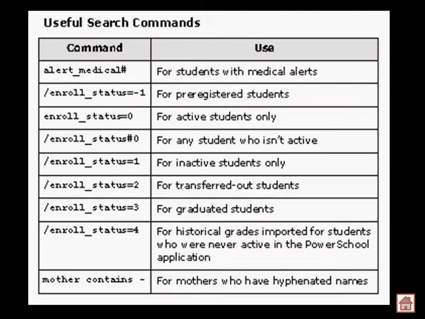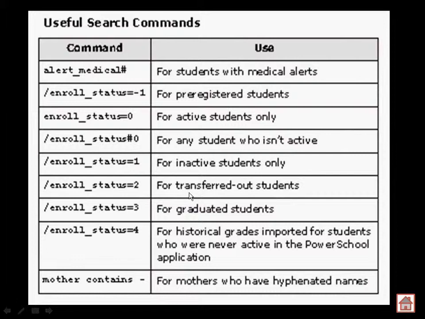On top of having comparators, PowerSchool has created a go-to sheet, a helpful resource sheet that gives you useful search commands that are already created for you. So for example, if you wanted to find pre-registered students, you would just type this in the search box: /enroll_status equals -1, and it would find all those kids for you.